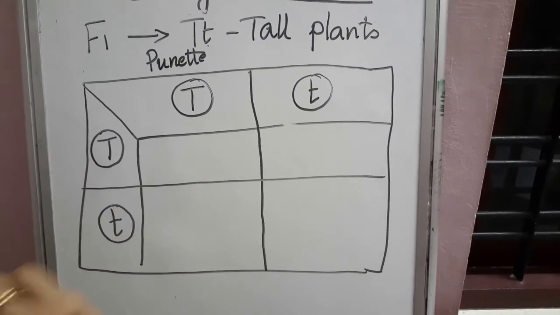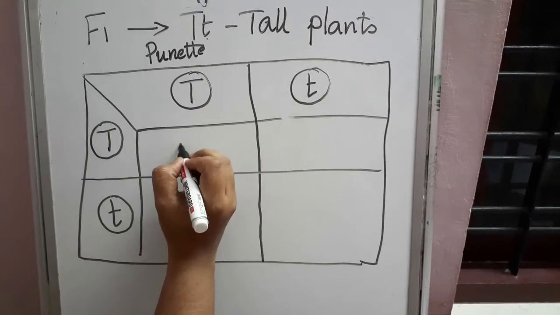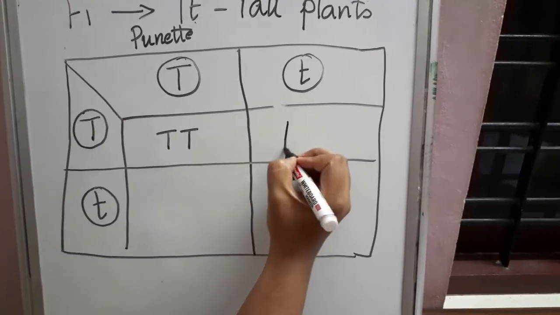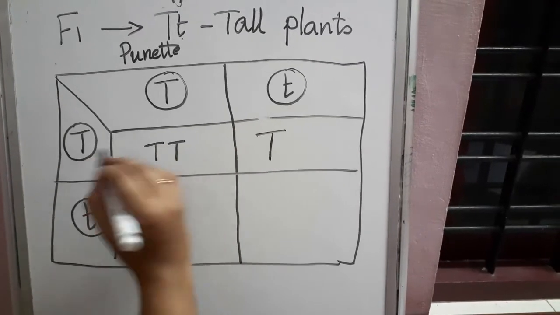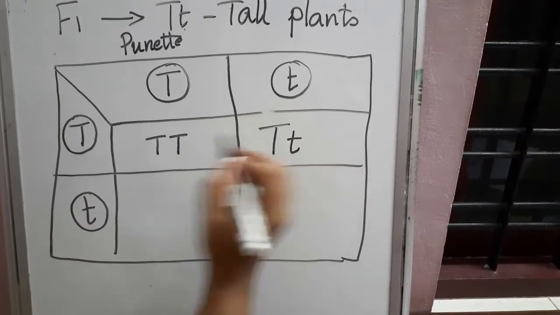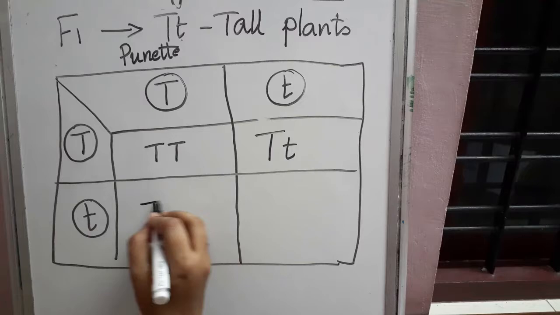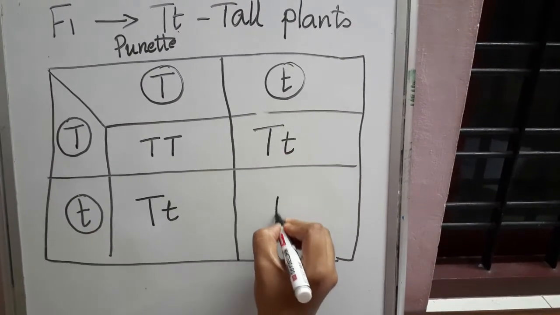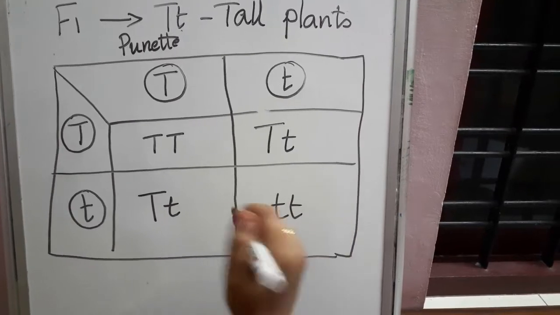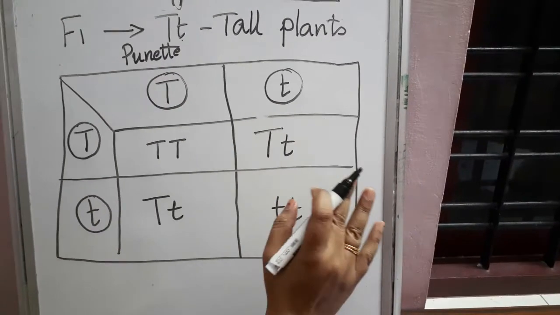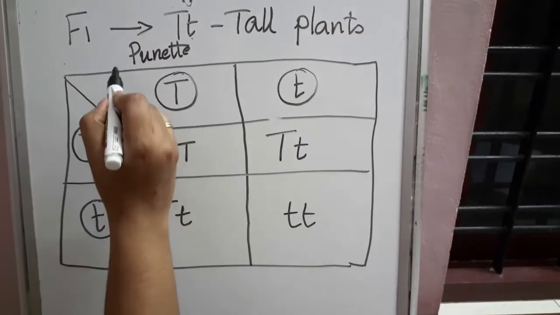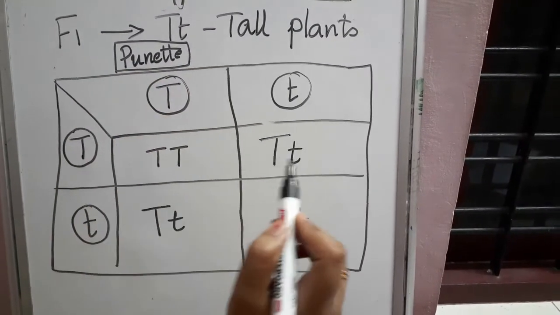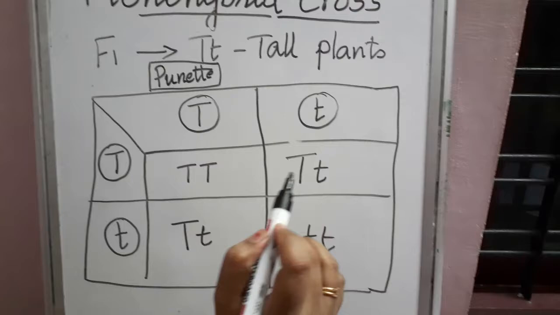So from this capital T, first you should write capital letters: capital T, then small t, then this one capital T and small t, and this will be small t, small t. So this is the monohybrid cross. Using this technique, it is known as the Punnett board or checkerboard.